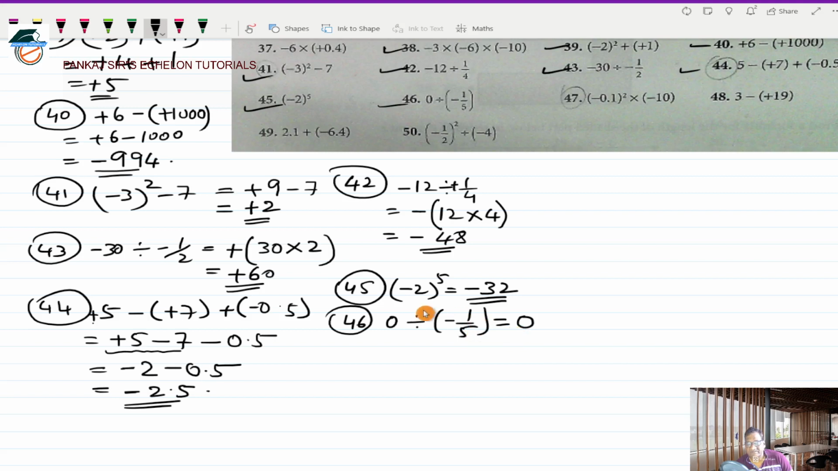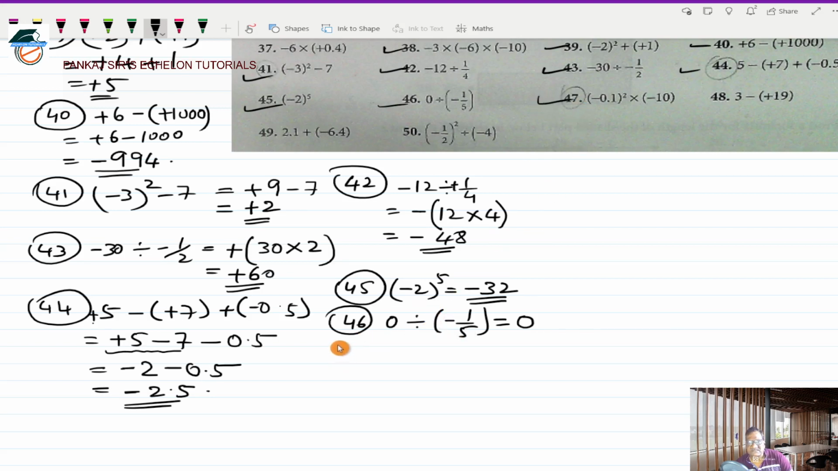But remember, the reverse is not true. If the 0 comes in the denominator, then the answer will not be 0. In that case the answer will be not defined, or you can say meaningless. So 0 in the denominator is a big no, is a big not defined, is a big meaningless in mathematics. Such numbers are not considered at all in mathematics. So whenever 0 comes in the denominator, you have to write that the number is not defined, or you can write meaningless. Fine. That was 46.